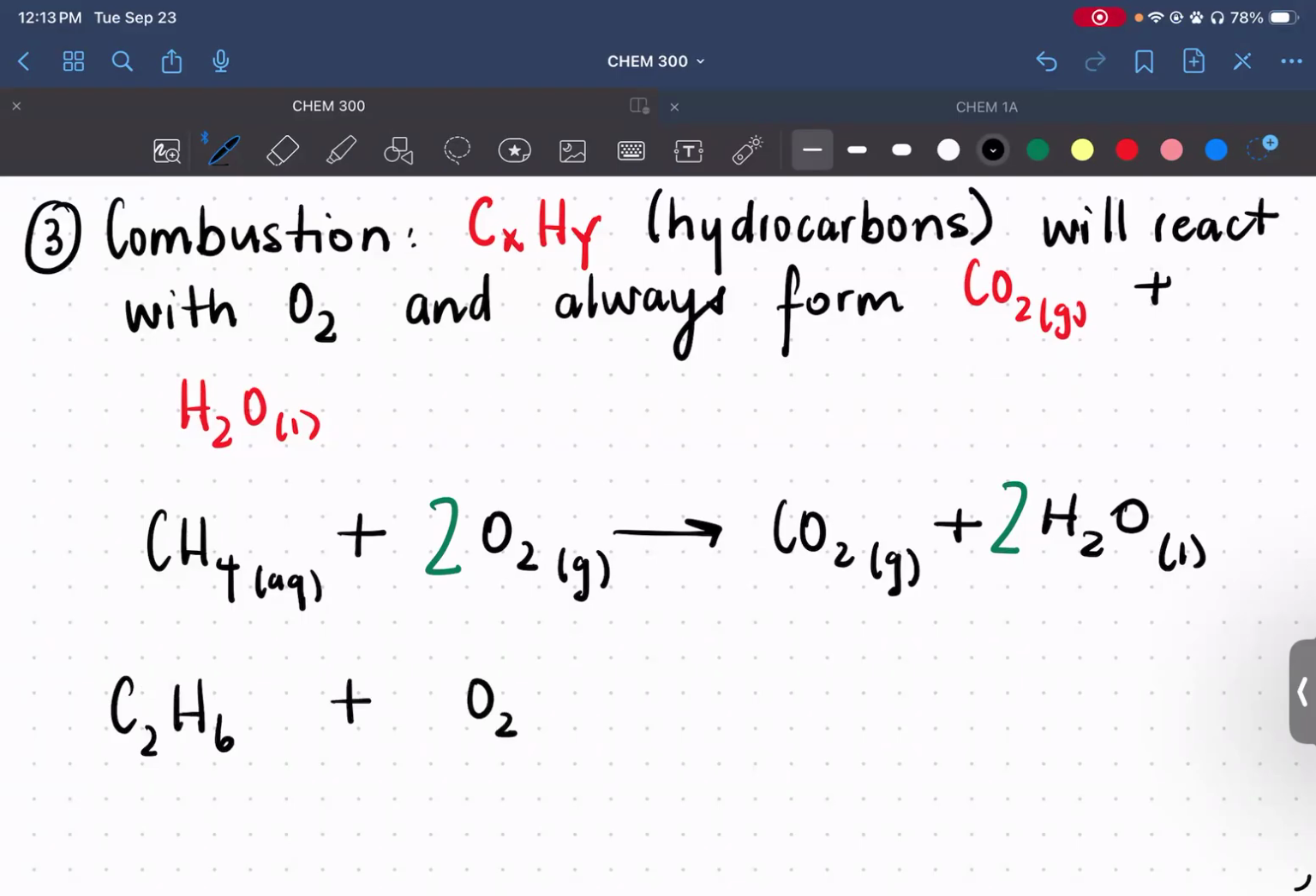C2H6 plus oxygen will always give us carbon dioxide gas and liquid water. I don't even need to spend more than 2 seconds thinking about it because I know for a fact hydrocarbons react with oxygen and will always form gas, carbon dioxide, and liquid water. All that's left, of course, is balancing.